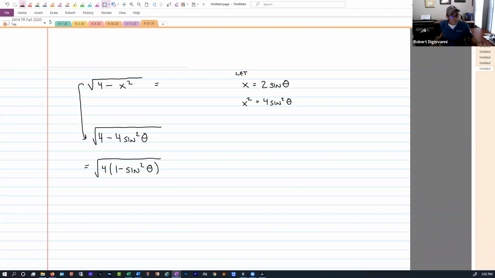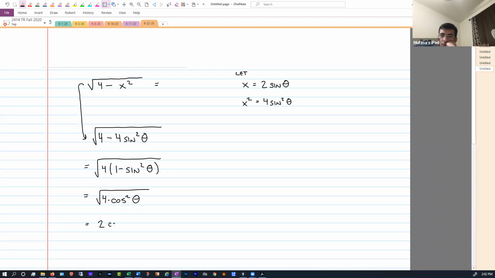But what is 1 minus sine squared theta? Cosine squared theta. So this is the square root of 4 cosine squared theta. But now you have multiplication, you don't have any subtractions anymore. So now you can take the square root of each one of them individually. So what does this become? 2 cosine theta.